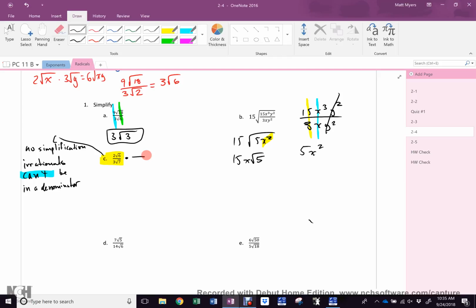What's wrong with that? It's written right here. What am I not allowed? I'm not allowed an irrational in the denominator, am I? So I have to multiply this denominator by something to get rid of the radical sign. What is it? Not 7.